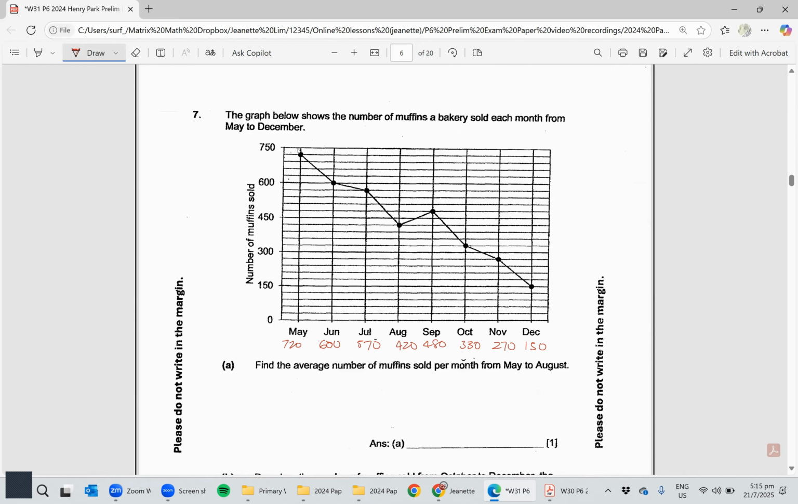But we only want May to August for part A. May, June, July, August. 2310 in 4 months. So 2310 divided by 4, 577.5. Okay, so the answer is 577.5 for part A.